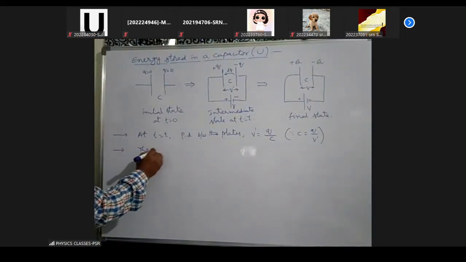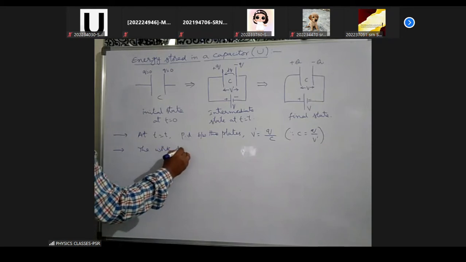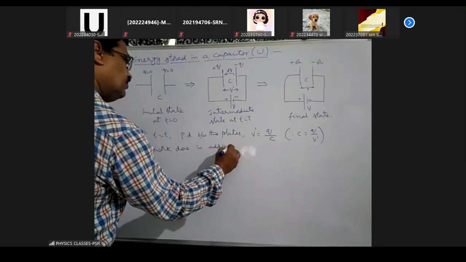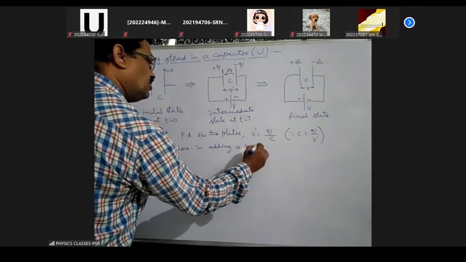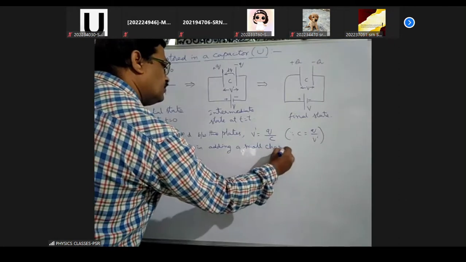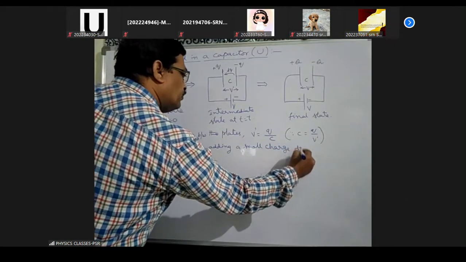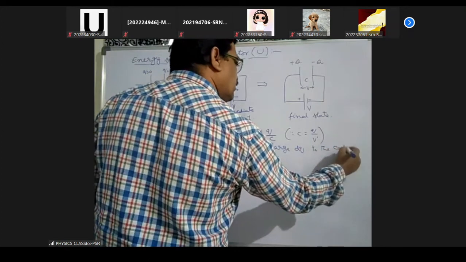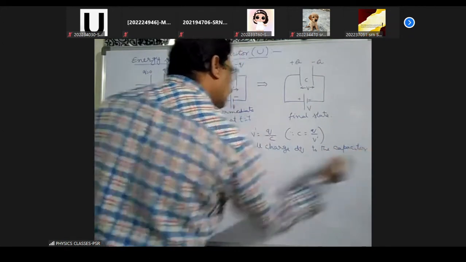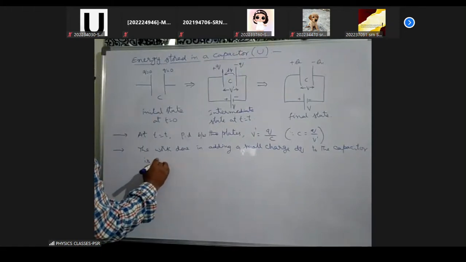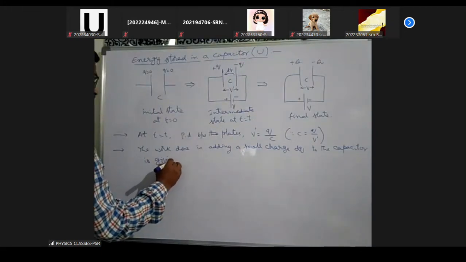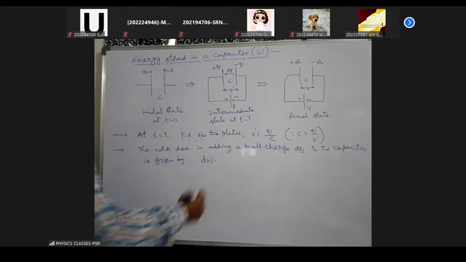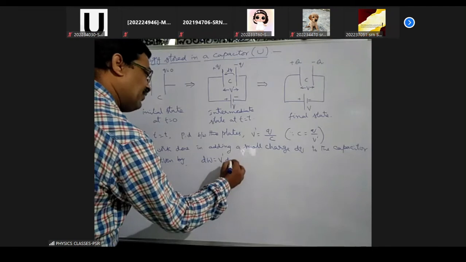The work done in adding a small charge dq to the capacitor is given by, what is the formula for it? Now, dW is equal to V dash dq, right? Very good.